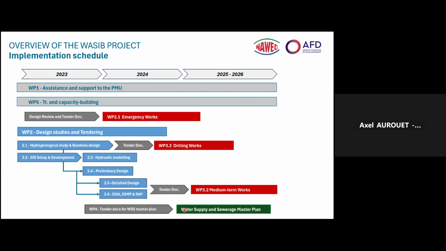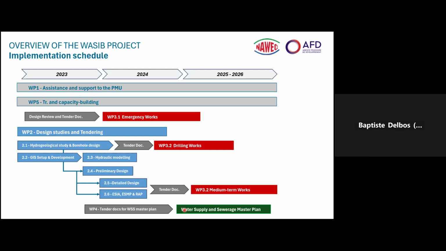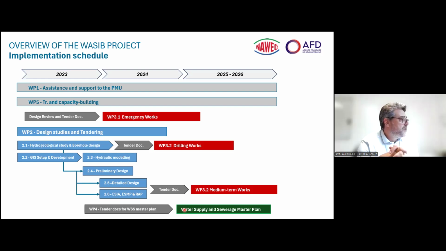So currently the implementation schedule, so we saw where we are. So now, what are the next steps for the project? The next step is to start works, basically. I think that's what NAWEC and AFD are looking forward to now. So the emergency works are due to start very shortly now, and drilling works will be the next steps. Medium-term works will only start around 2025. Okay, thank you very much, Baptiste.